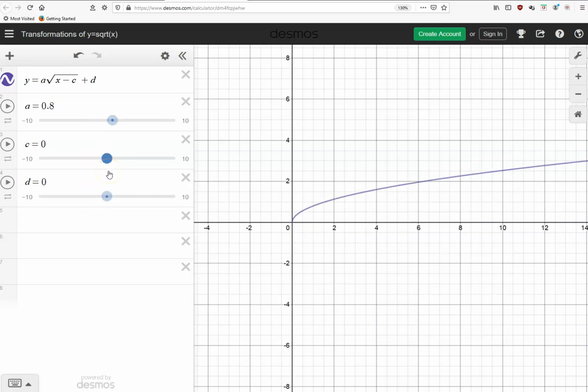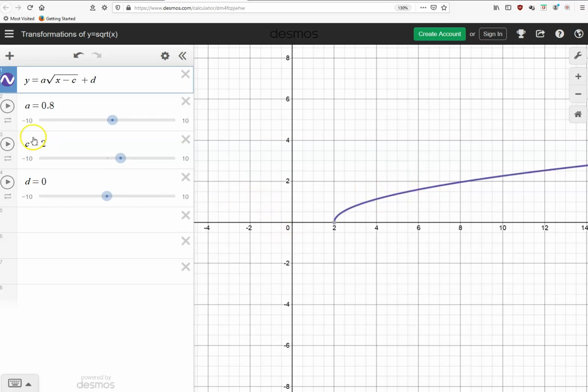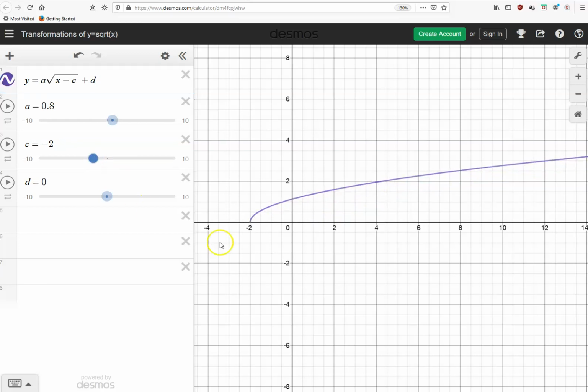Now, in your brain, have a think about what's going to happen when I drag the slider c to the right, where c is what the square root of x takes away from x. And hopefully, not surprisingly, if I make c equal to 2, the point that was at 0 has just moved across 2 units to the right. The point that was at 6, 2, 6 has moved across to 8. So what c does, as you hopefully expected, is a horizontal translation. If c is positive, it's to the right, and if c is negative, it's to the left. So in this case, the graph has moved back to -2.